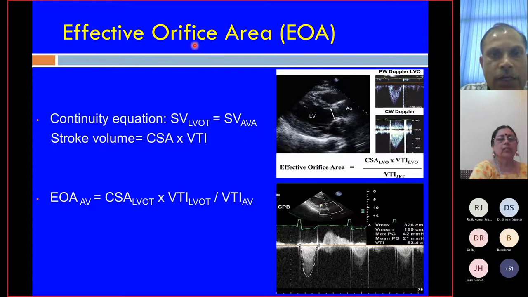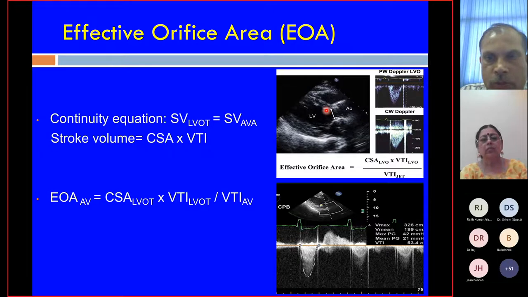Next, you can measure the effective orifice area by using the continuity equation, which states that the flow at two points, in this case the stroke volume at the LVOT, will be equal to the stroke volume across the aortic valve. So you can measure the stroke volume in the LVOT by measuring the cross-sectional area of the LVOT and the VTI in the LVOT.